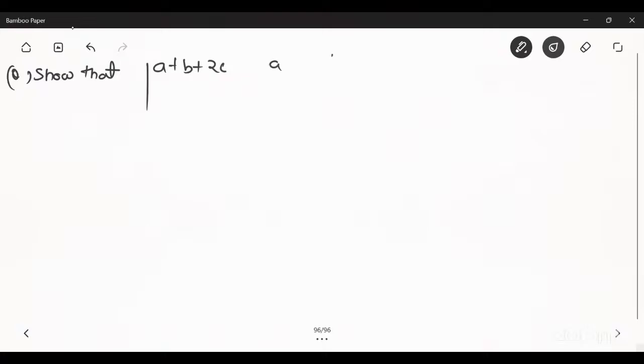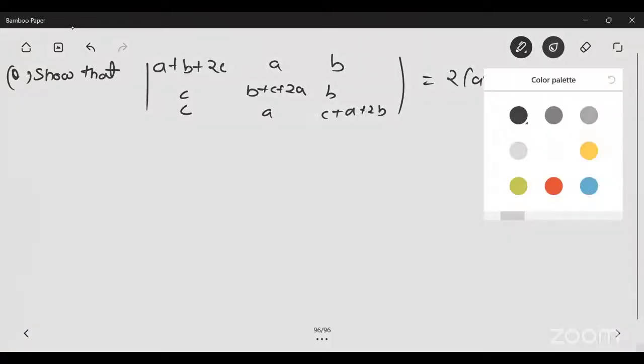Now the next question is: show that the determinant a plus b plus 2c, a, b; c, b plus c plus 2a, a; b, c, c plus a plus 2b is equal to 2 times a plus b plus c whole cube. So firstly I am taking LHS.